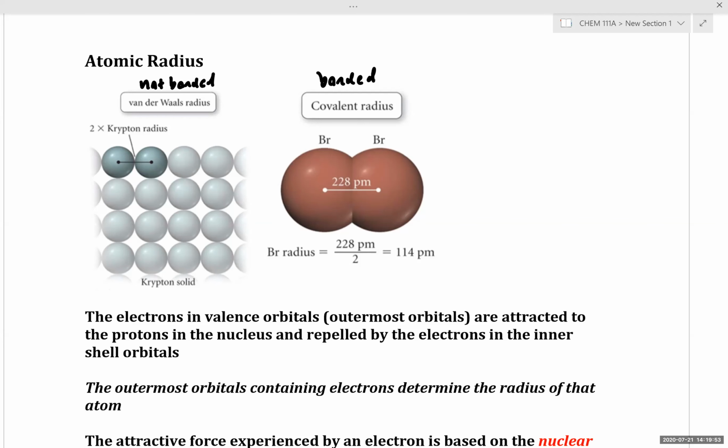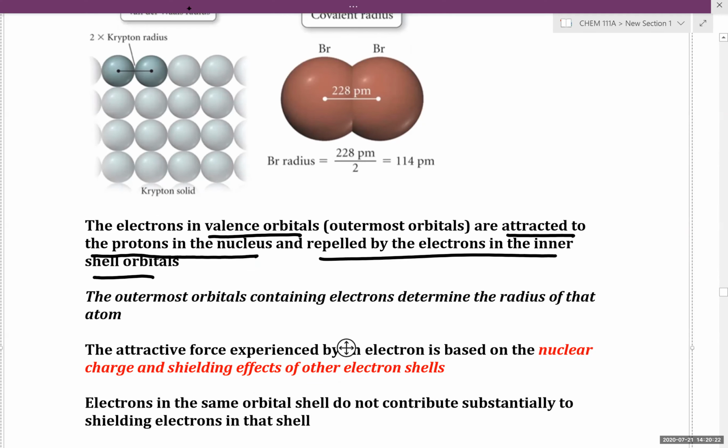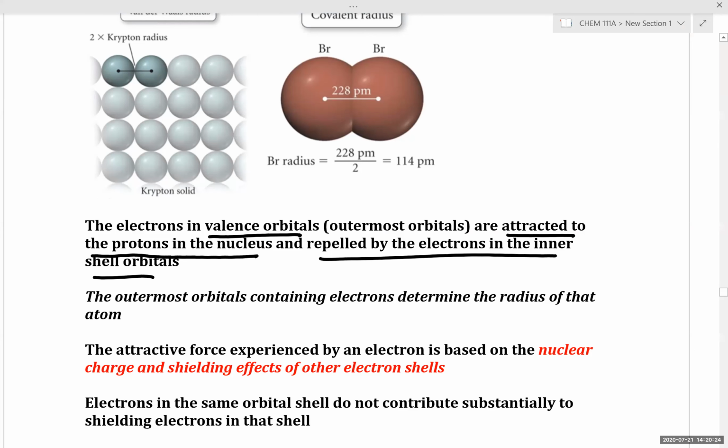Now let's try to rationalize the data that we have on the atomic radius of our atoms using electron configurations and Coulomb's law. So first, the electrons in valence orbitals are attracted to the protons in the nucleus and repelled by electrons in the inner shell orbitals. Now, as the valence electrons are the farthest out electrons, they dictate your atomic radius.